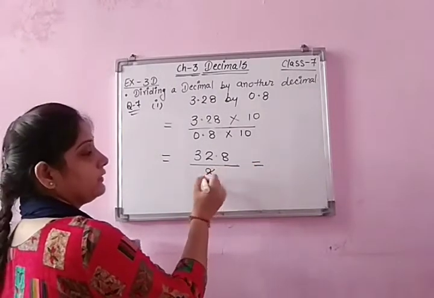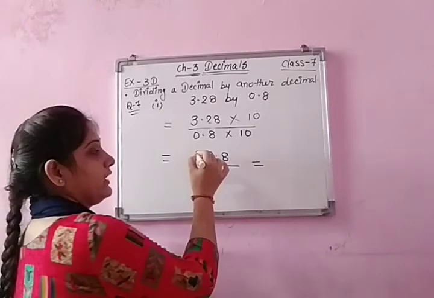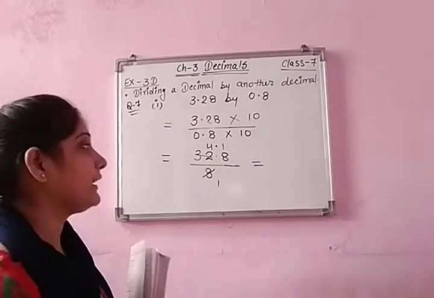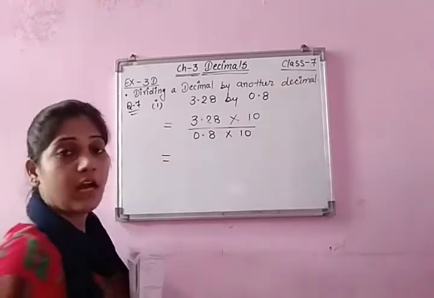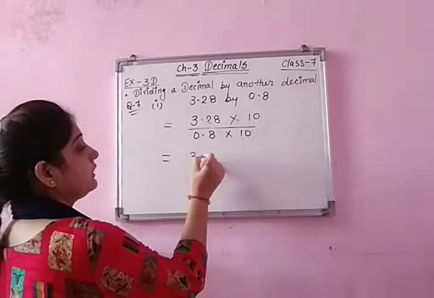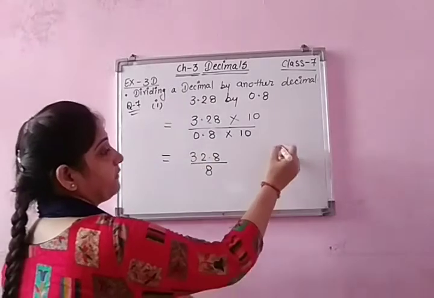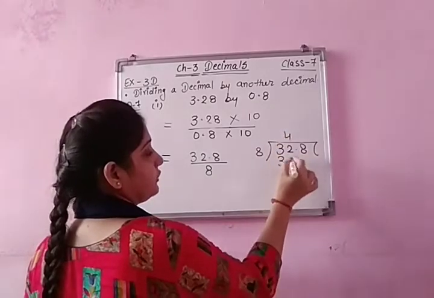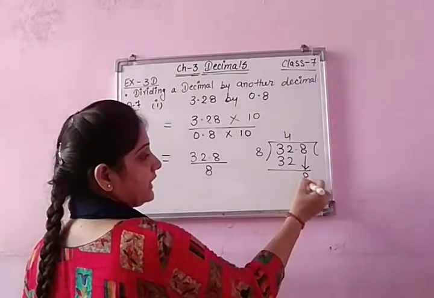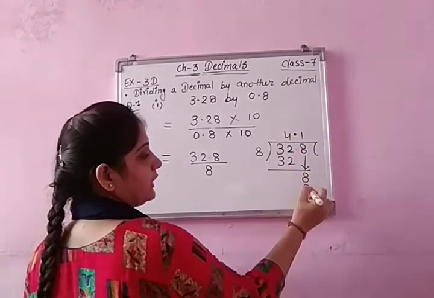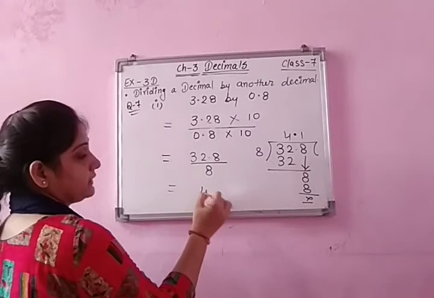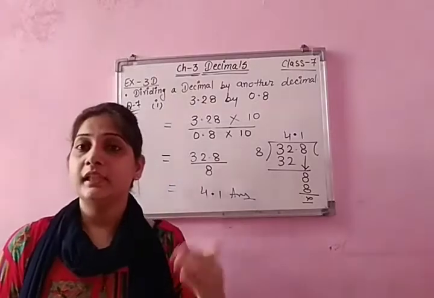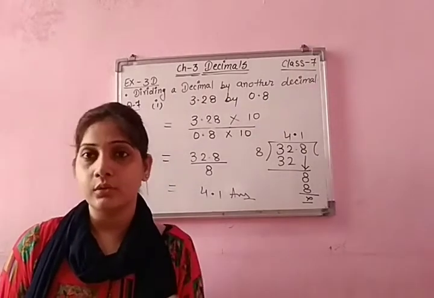So I am cancelling by the table of 8. 8 one time, 8 fours are 32, 8 ones are 8. But I want that whenever a decimal number is given, avoid cancellation. You need to divide it by 8. And everyone knows how to divide 32.8 by 8. 8 fours are 32. Now we want to write down this 8, so the point is to be shifted to the quotient. 8 ones are 8. So what is the answer? 4.1. This is one of the methods in which you make the denominator a whole number.